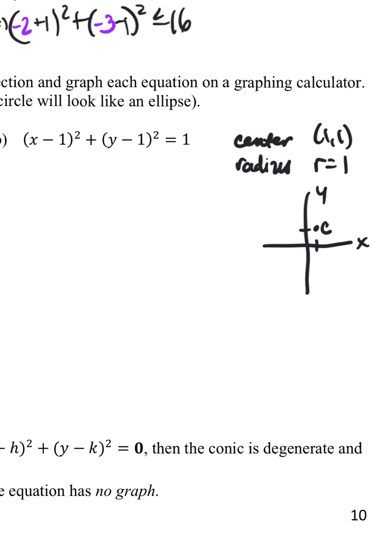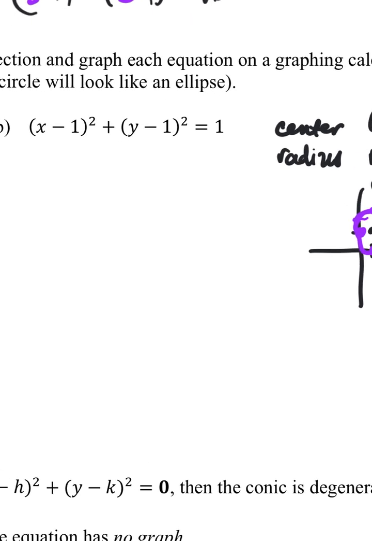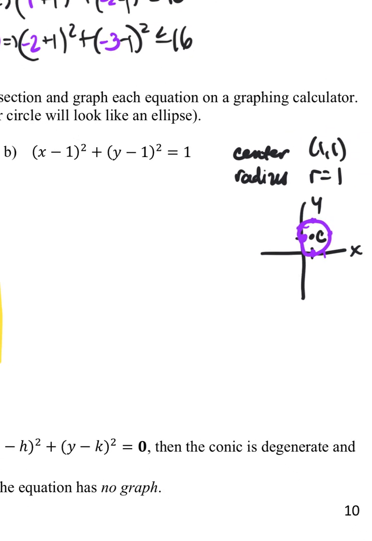Just 1 away from the center: 1 to the right, 1 up, 1 to the left, 1 down. So kind of like we did yesterday, where we talked about the domain and the range. But that's what the graph should look like. But remember, to be able to put it into the calculator, we have to solve for y. So what would be the first step?